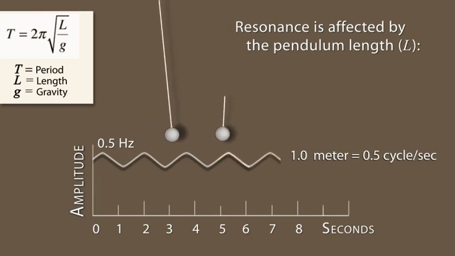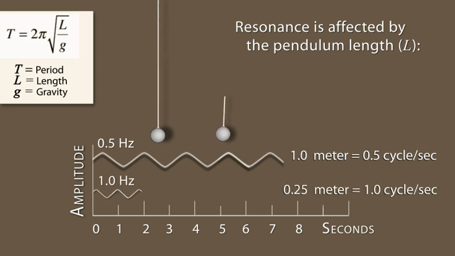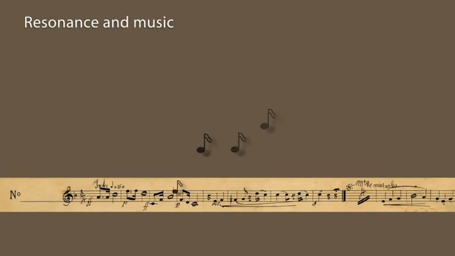If the string were 1/4 the length, it would vibrate at twice the frequency. Small amplitudes can be approximated by this equation using length and the gravity constant. Resonant systems can be used to generate vibrations of a specific frequency to create music.